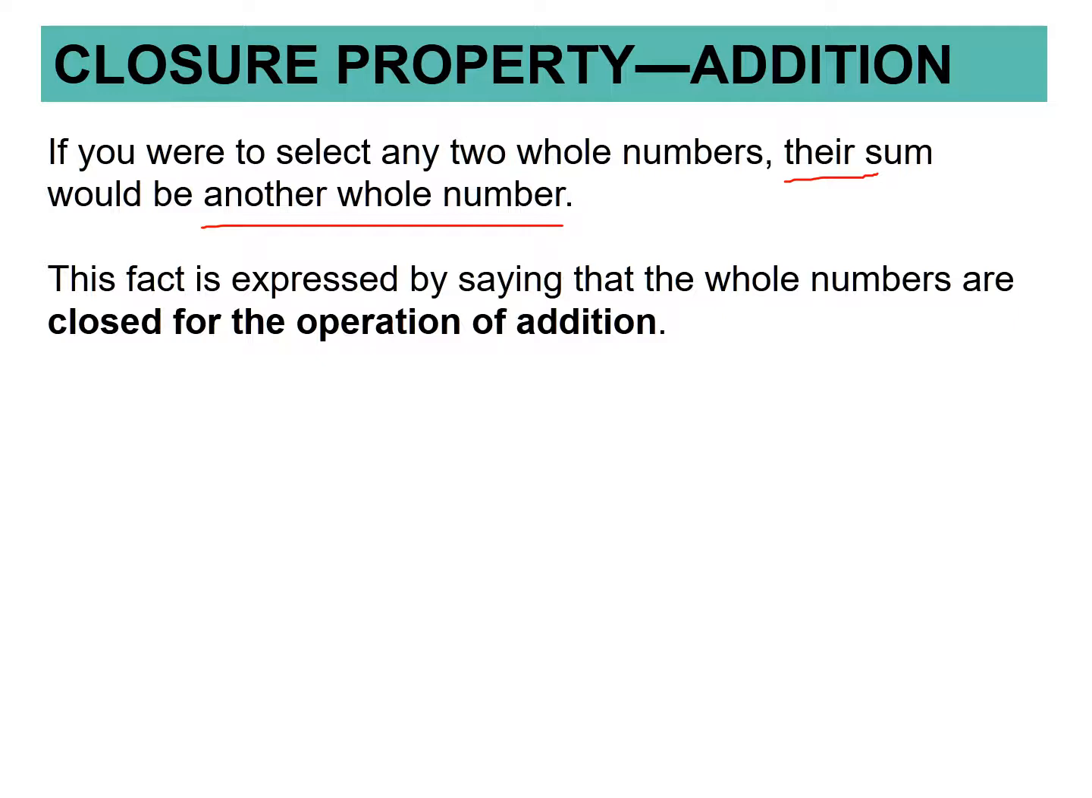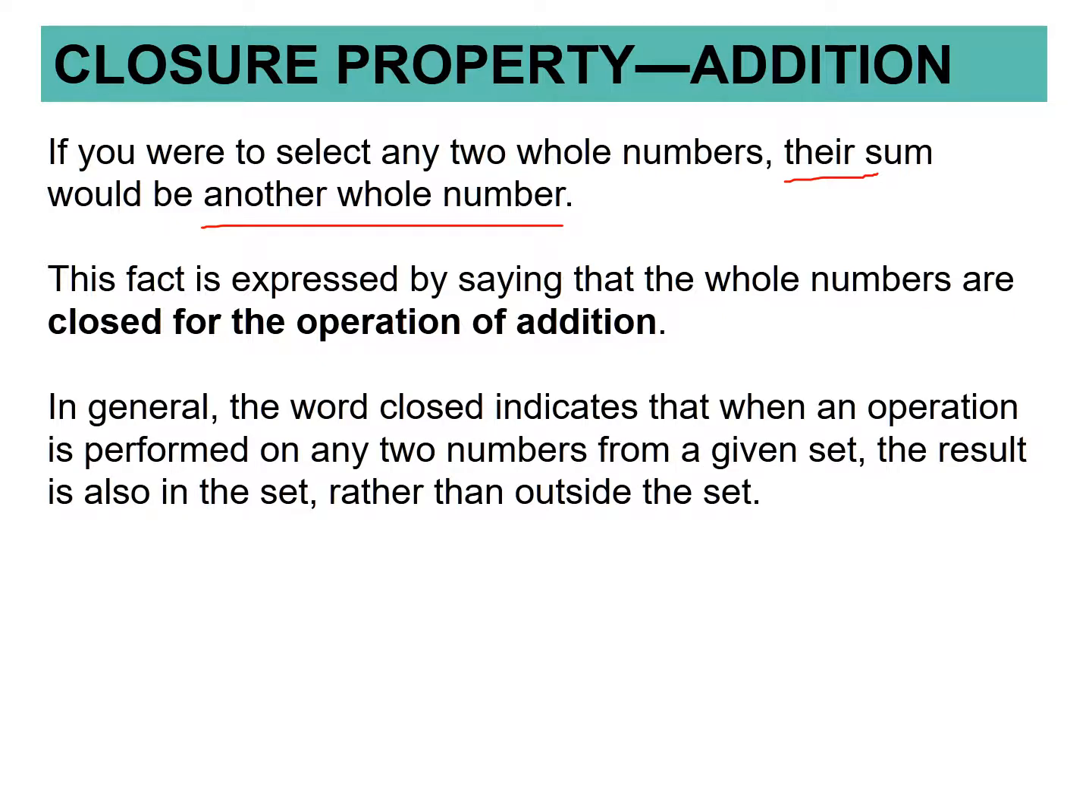So we say that the whole numbers are closed for the operation of addition. Another operation, like division, may not have that property, but addition does. So closed indicates that when an operation is performed on any two numbers from a given set, so it depends on the operation, and it also depends on the numbers you're given, the answer is also inside that set.